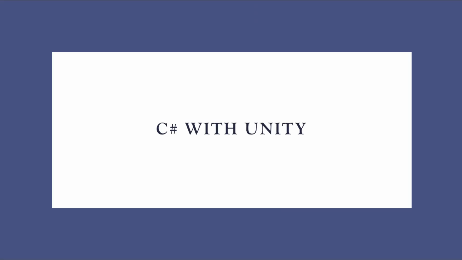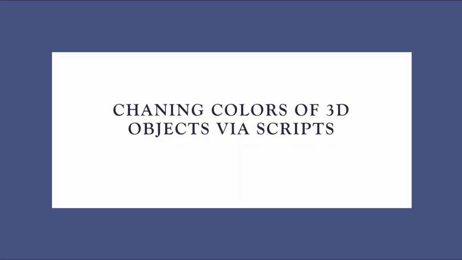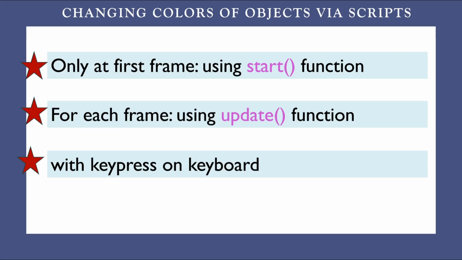We are in the process of learning C Sharp with Unity. We are also in the process of learning how to change the colors of 3D objects via scripts. As part of this, in our last video, we learned three options. In the first option, at the starting of your game playing only, you change the color of the object using the start function. If you want to change the color of an object at each frame, then you can use update. And the third option is if you want to change the color of an object at each frame, but until and unless you press a key, it has not to be reflected. I hope you all have gone through that video and understood how to do all these three.